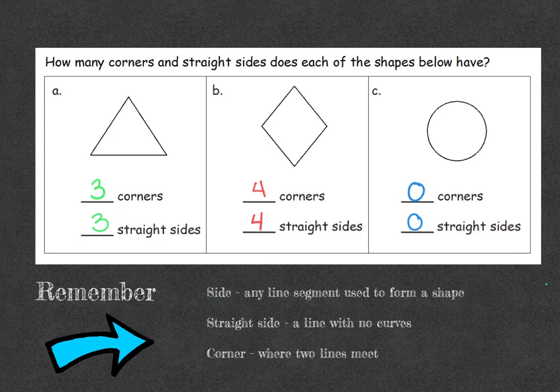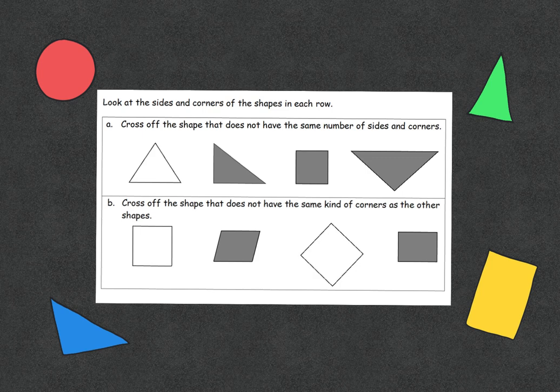Do you feel like you're starting to get the hang of things? Let's try a little bit more and see how you do. This time we are going to look at the sides and corners of the shapes in each row. Part A says to cross off the shape that does not have the same number of sides and corners. So we are looking for the one that does not have the same number of sides and corners.